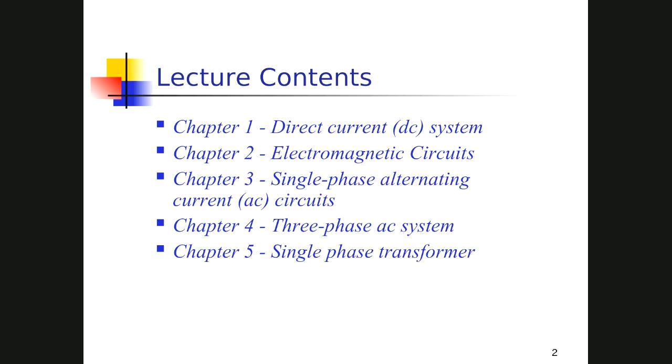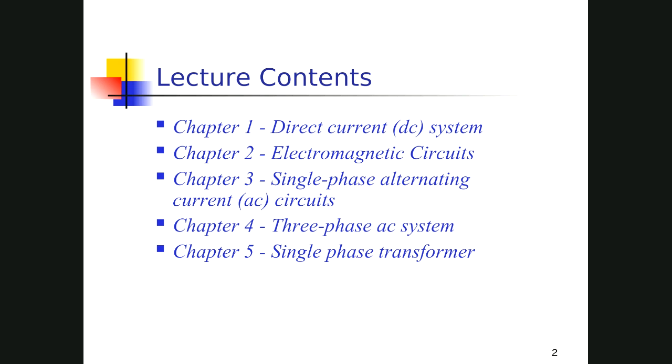So this is the electromagnetic circuits. After that, we will talk about the single phase alternating current circuits, which in short are AC circuits. Chapter 1 is the DC circuits. Chapter 3 is the AC circuits.